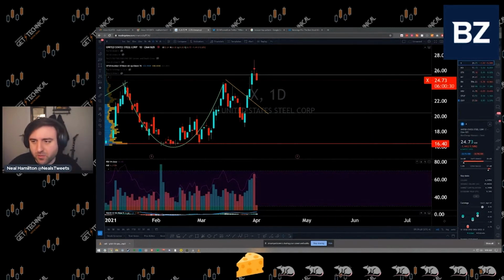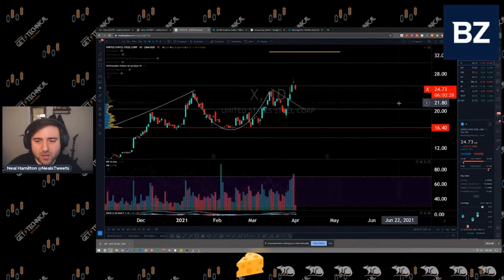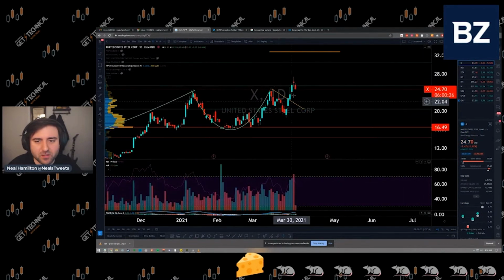Keeping stops tight to protect capital on X, but also expecting this period of consolidation right around this line. We take the stairs up, we take the elevator down, right?